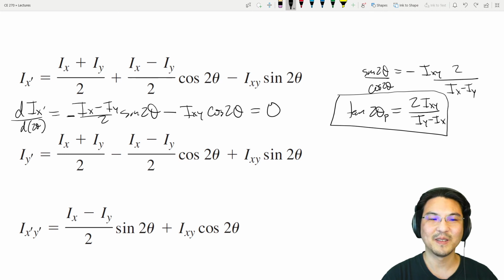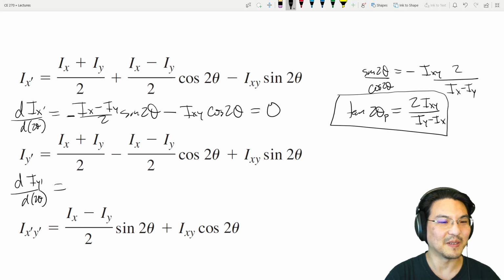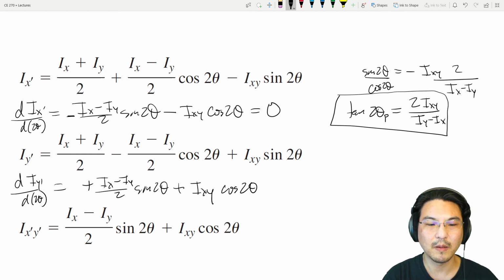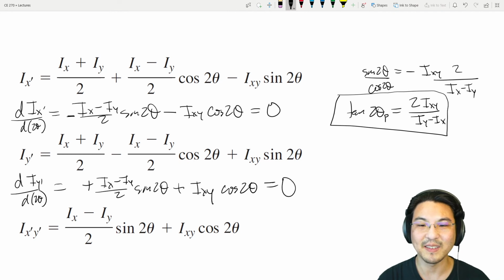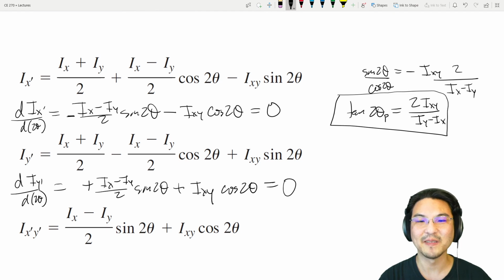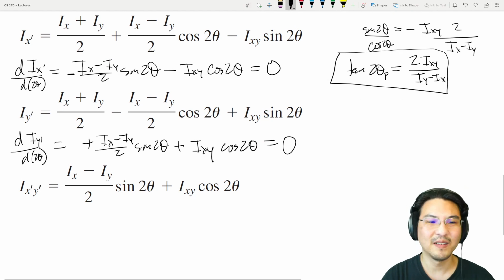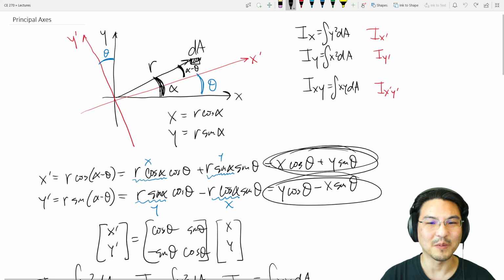Now what's interesting is, do the same here. Take the derivative here. Okay, let me just do it quickly. So 0. Derivative of cosine, minus sine. Derivative of sine, cosine. Okay. Set this equal to 0. Solve for theta. What you get is exactly the same angle. That means they both reach max or min at the same orientation. So that's interesting. And furthermore, at this angle, the product of inertia becomes 0.